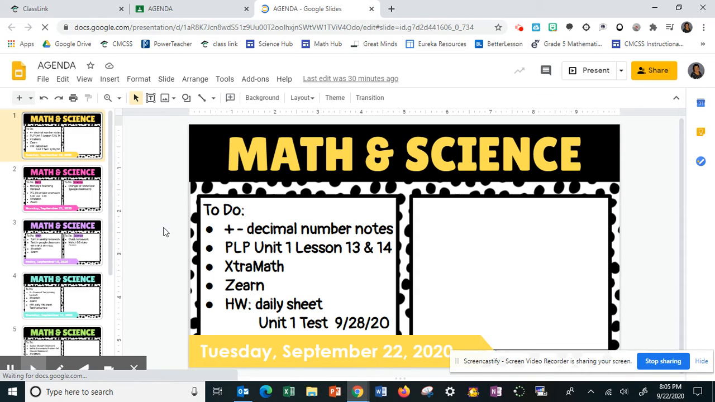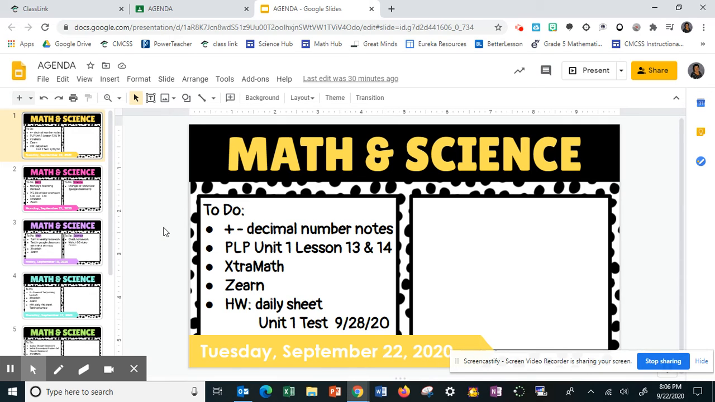then it has the two big blocks. Each block represents a different subject. The left-hand side is math, the right-hand side is science. At the very bottom of each slide, it tells you the day and the date. Like for instance, today is Tuesday, September 22nd, 2020.